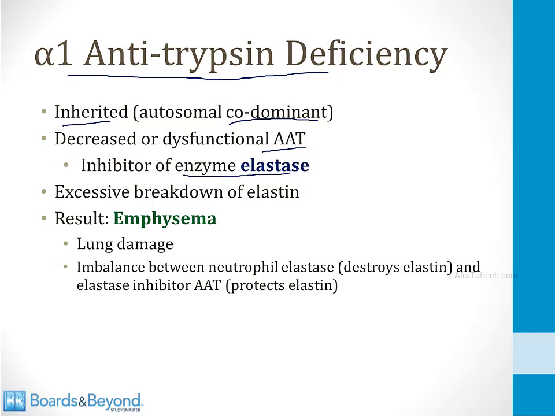Elastase can break down elastin, so when you're missing alpha-1 antitrypsin, there is excessive elastase activity, and that leads to excessive breakdown of elastin. And one of the key features is emphysema. Remember I told you before that elastin is found in the lungs. So patients with this disorder have lung damage just like smokers do, but they usually get it at a younger age, and they can even get it if they are non-smokers. And this is because there's an imbalance between elastase found in neutrophils, which destroys elastin, and the elastase inhibitor alpha-1 antitrypsin, which is supposed to protect elastin.